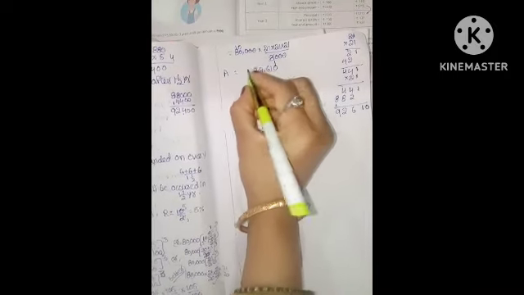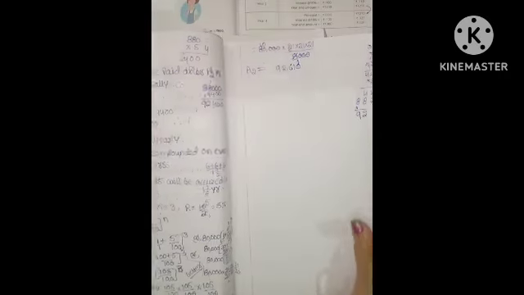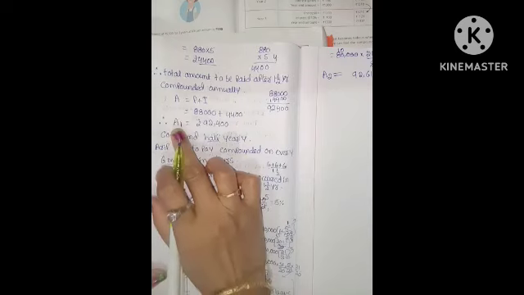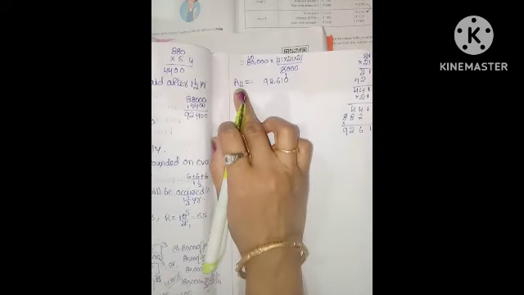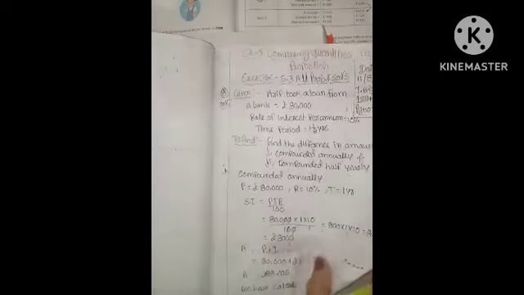What is this amount? The compounded half yearly amount. This is the A2 amount and the first one is the A1 amount. Compounded annually amount is A1 and compounded half yearly amount is A2. So what is asked in this question? Find the difference in amounts.